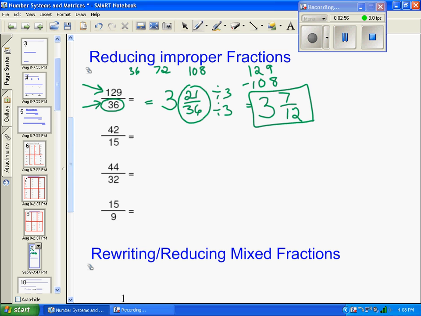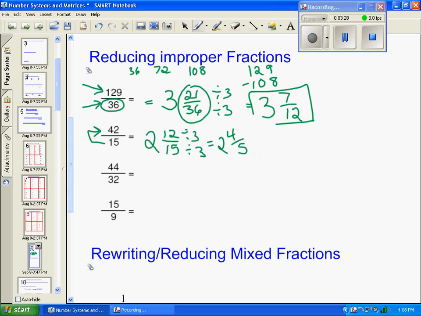42 over 15, 15 times 2 is 30, so 2 of those, you would have 30, you'd take off 42, you'd subtract the 30 from it, you're left with 12 behind. So 2 and 12 fifteenths. Again, looking at 12 fifteenths, we could divide each by 3, and so dividing them by 3 would leave you with 4 fifths, and you still had 2 and 4 fifths.